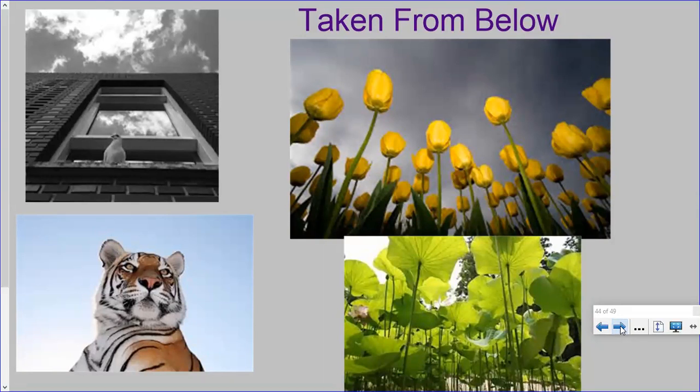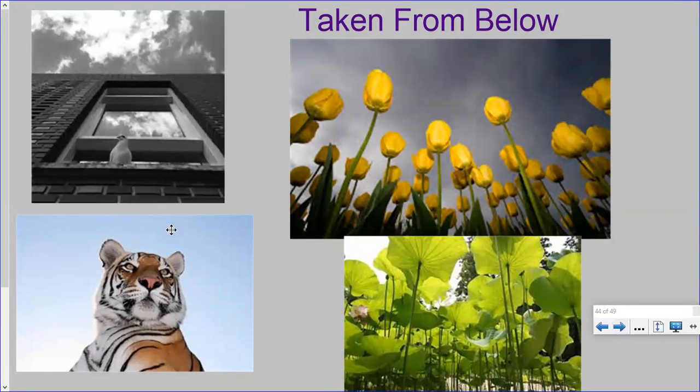Here's some examples of pictures that were taken from below. So these were where the camera was down low and shooting up. So if you look at the first picture here of a building, they took it shooting right up next to the building to give you that perspective. And this tiger, he looks mightier and bigger, because it's making him look bigger than you are. You're looking up to that tiger.